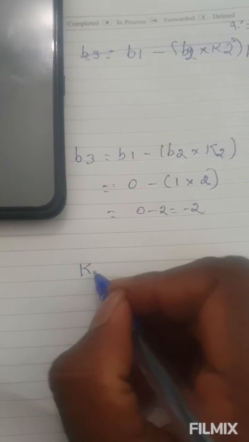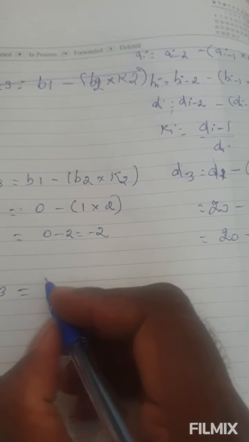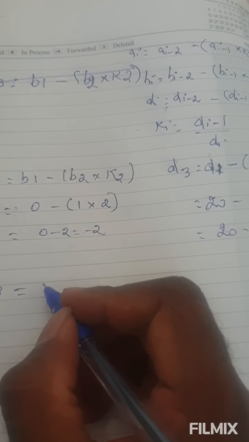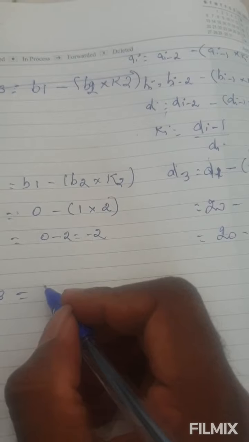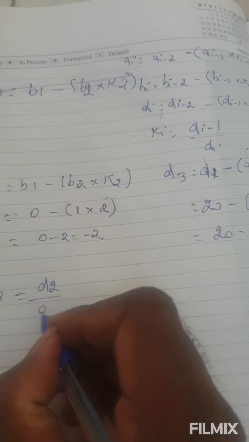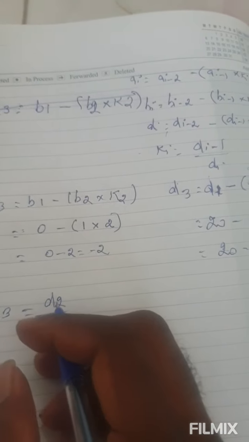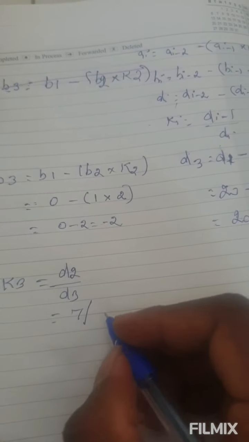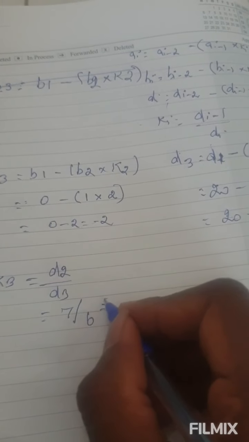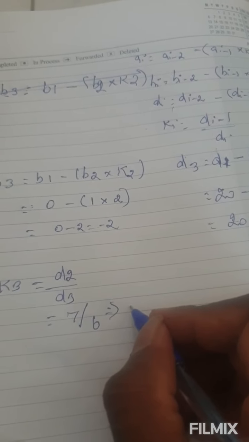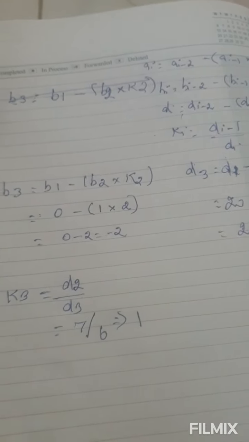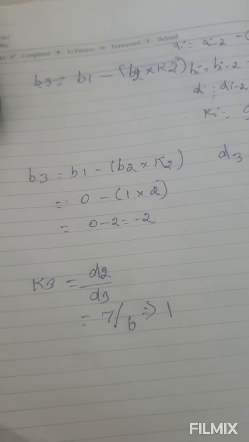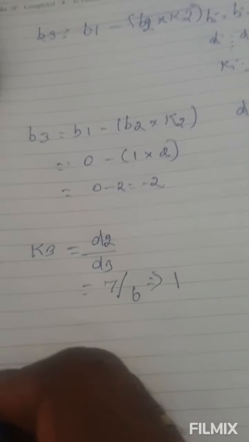Okay, now we are going to calculate the value of k3. So k3 is equal to di minus 1 divided by di. So if I replace I equal to 3, d2 divided by d3. What is the value of d2 in the table? The value of d2 is 7. The value of d3 is 6. So 7 by 6, the quotient is 1. So k3 is 1.